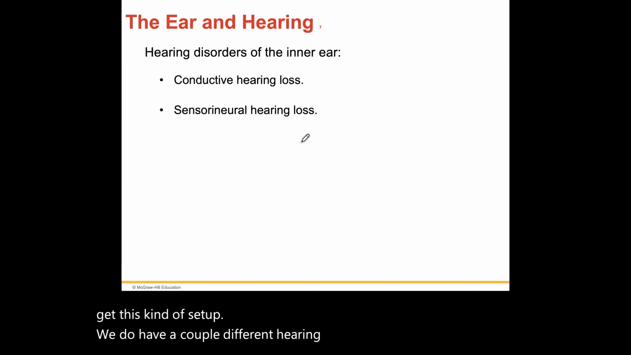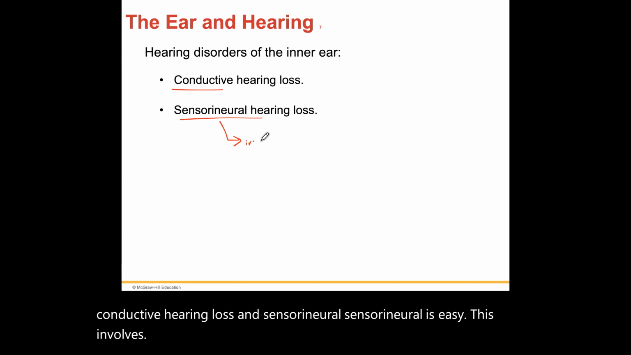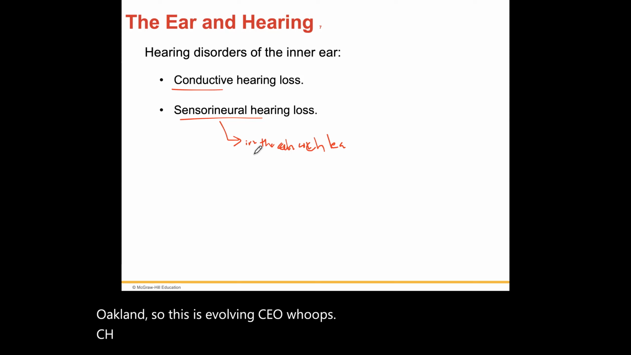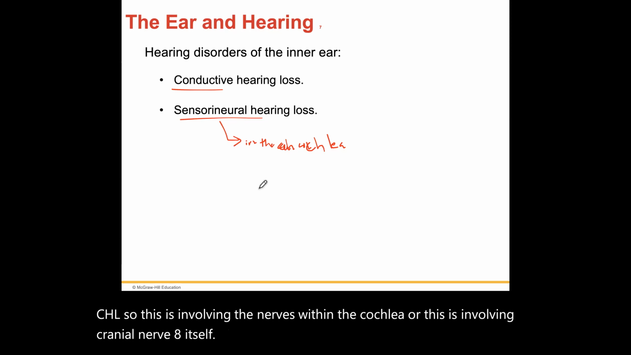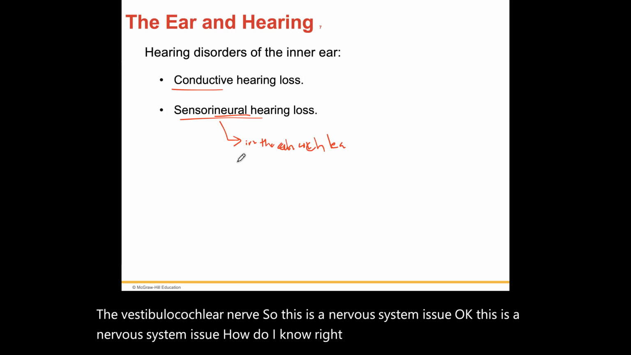I may ask this: conductive hearing loss and sensorineural. Sensorineural is easy. This involves the cochlea, C-O-C-H-L-E-A. So this involves the nerves within the cochlea, or cranial nerve 8 itself, the vestibulocochlear nerve. So this is a nervous system issue. How do I know? Right there, neural, nervous.